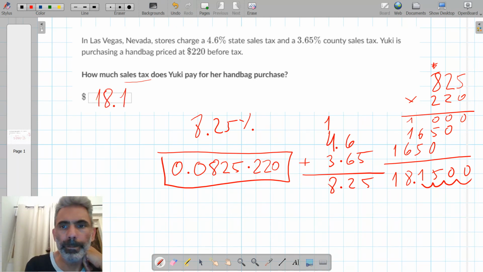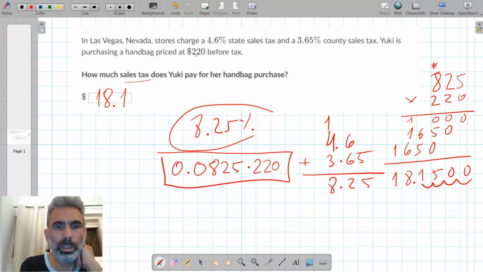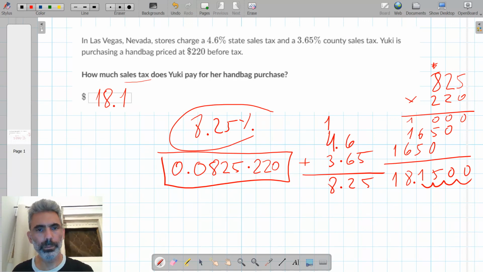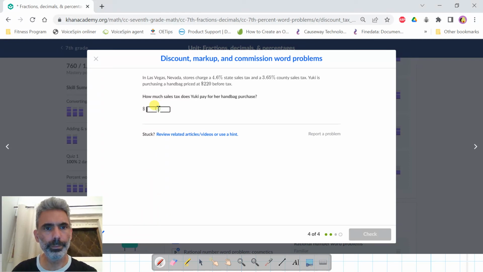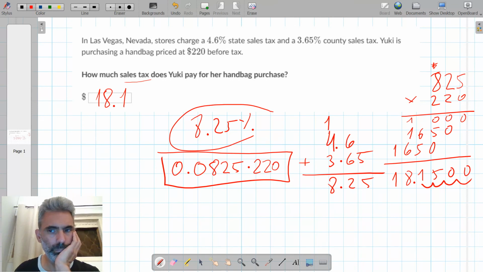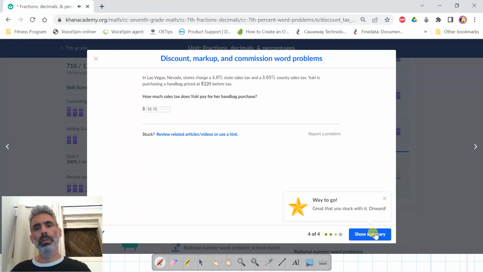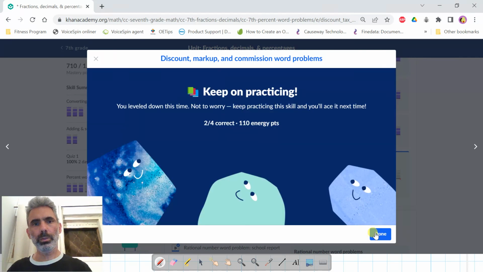Is it reasonable? 10% is 22, so 8.25% is reasonable that it will be 18.1. It's 18.15. Tough. Okay.